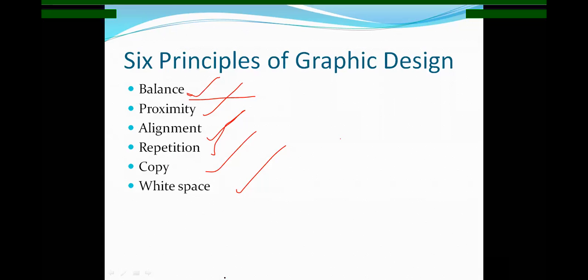Of course, but if you do not have knowledge of maintaining balance in the design, that may raise the question.